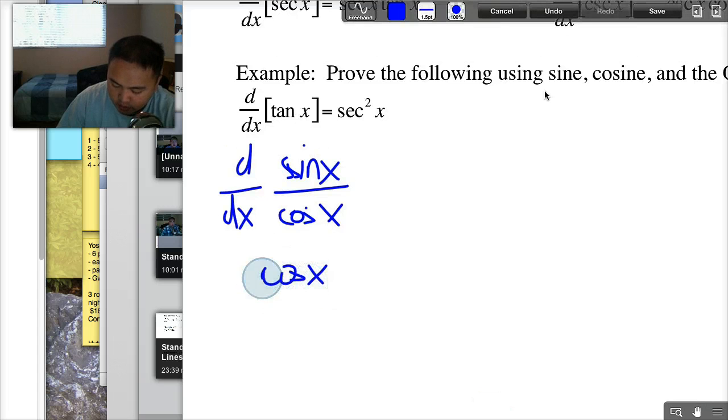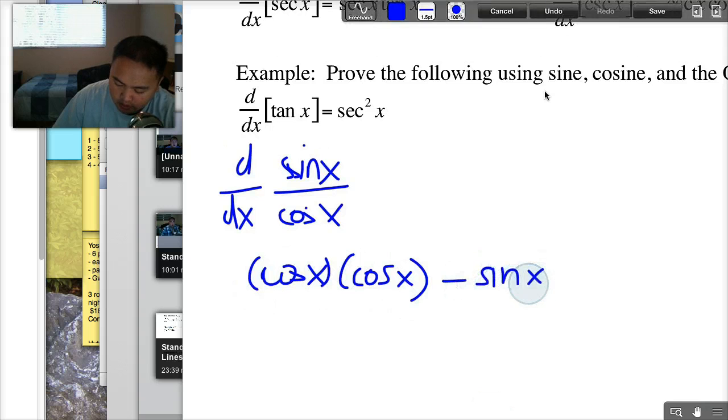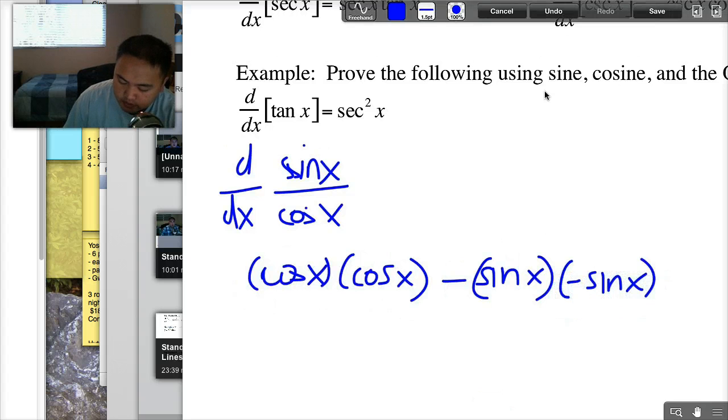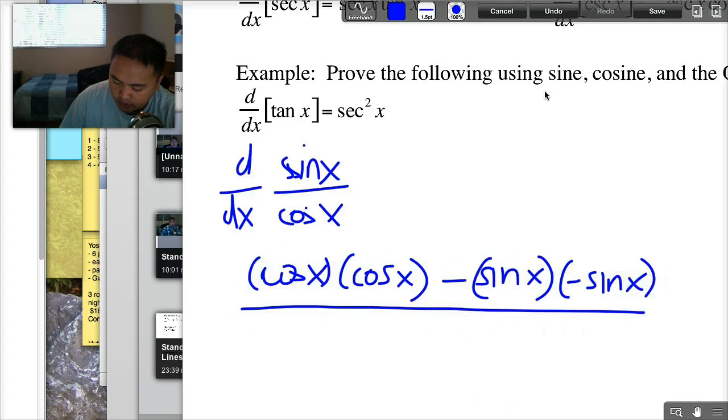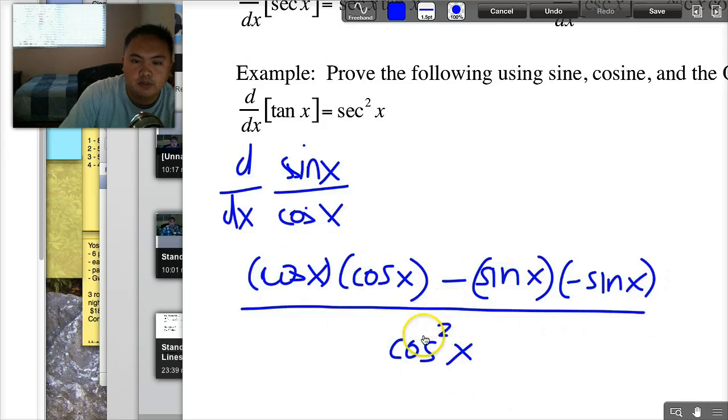and leave the second one alone, which is also cosine, minus, because this is quotient rule, leave the first one alone, times the derivative of the second one, and this one is cosine, and the derivative of cosine is negative sine. And that's all over the denominator squared. So remember, if I want to square a trig function, that 2, or this exponent, goes in the middle.